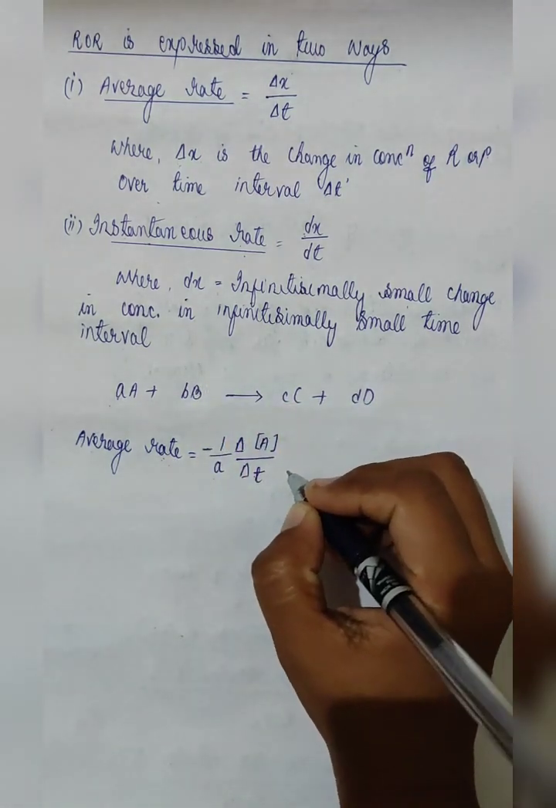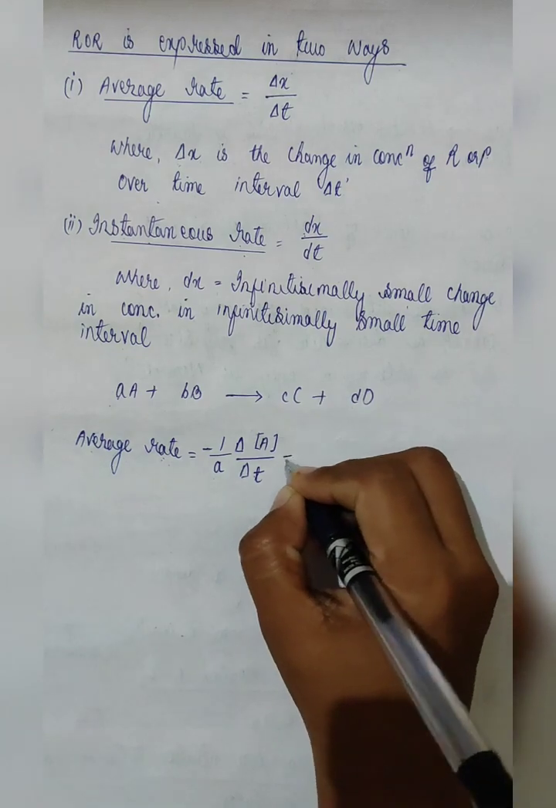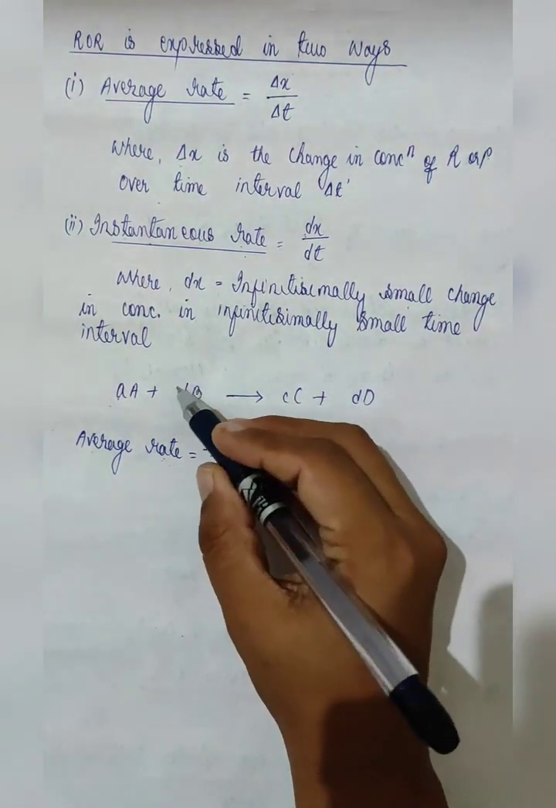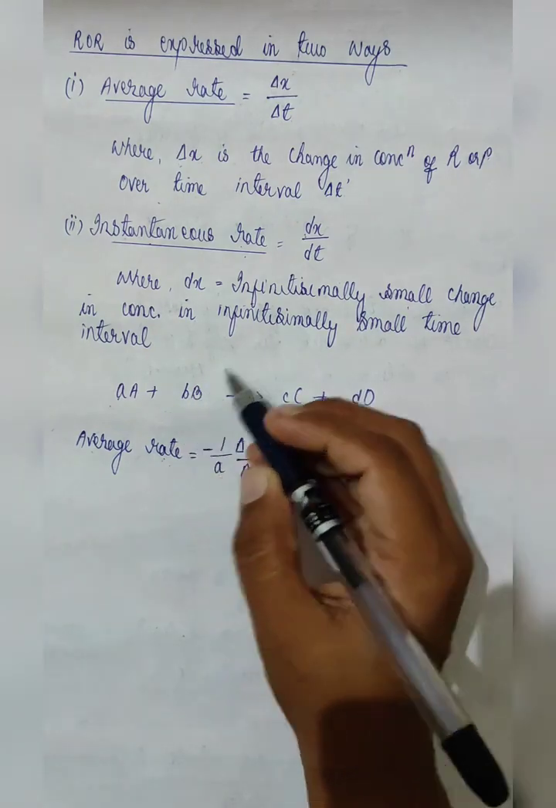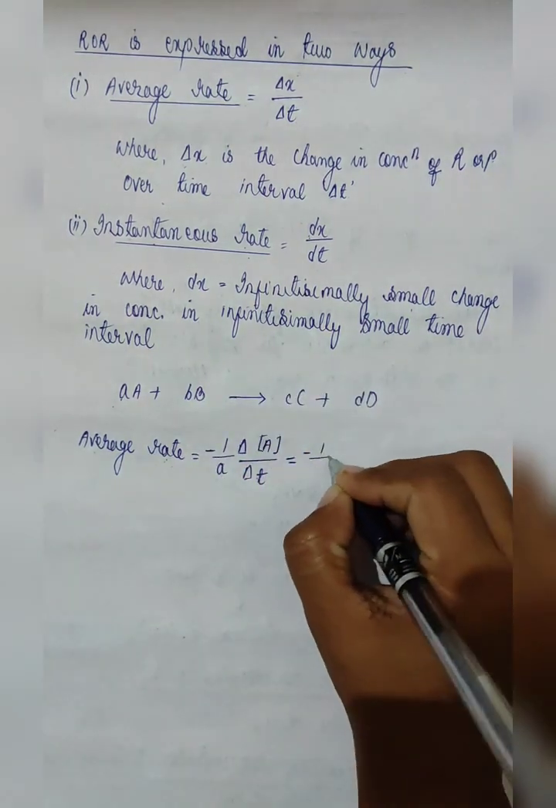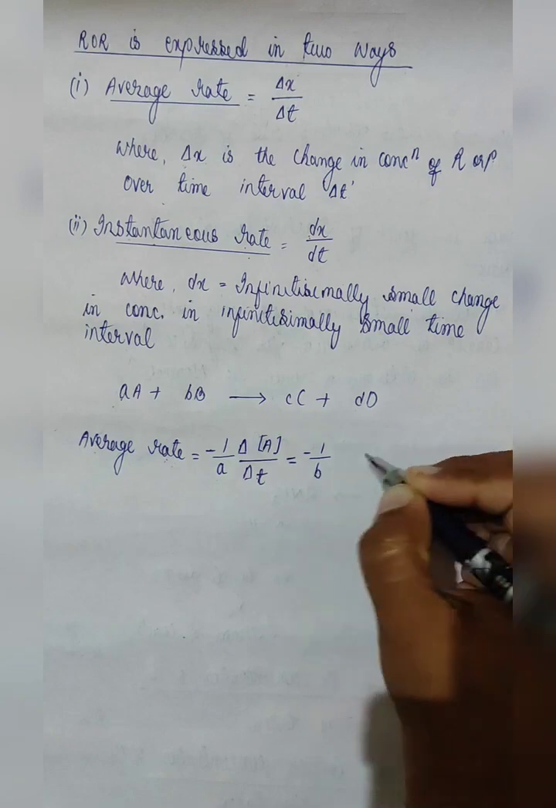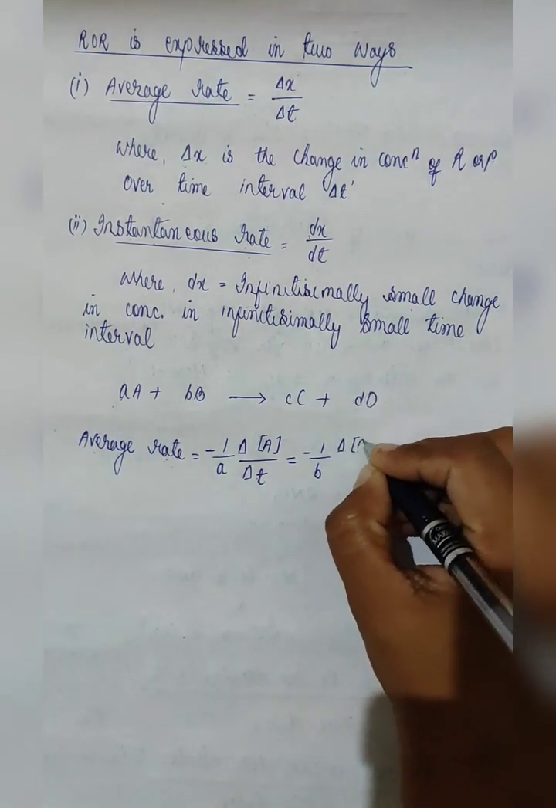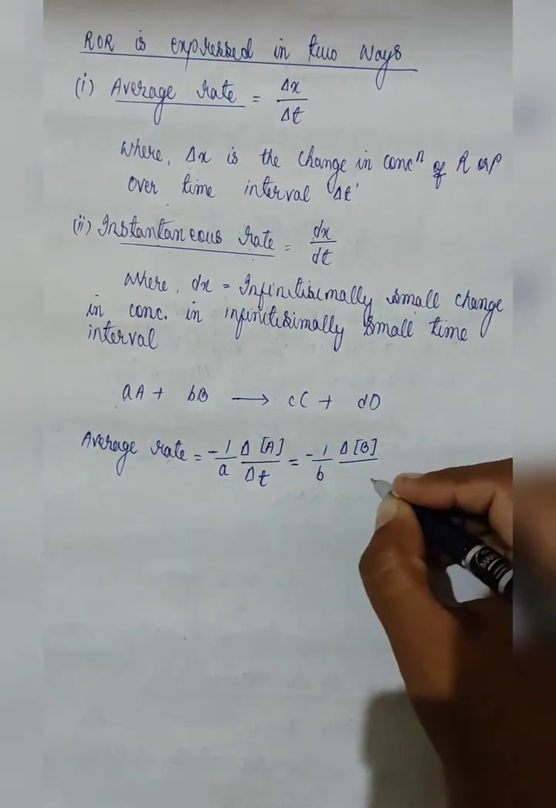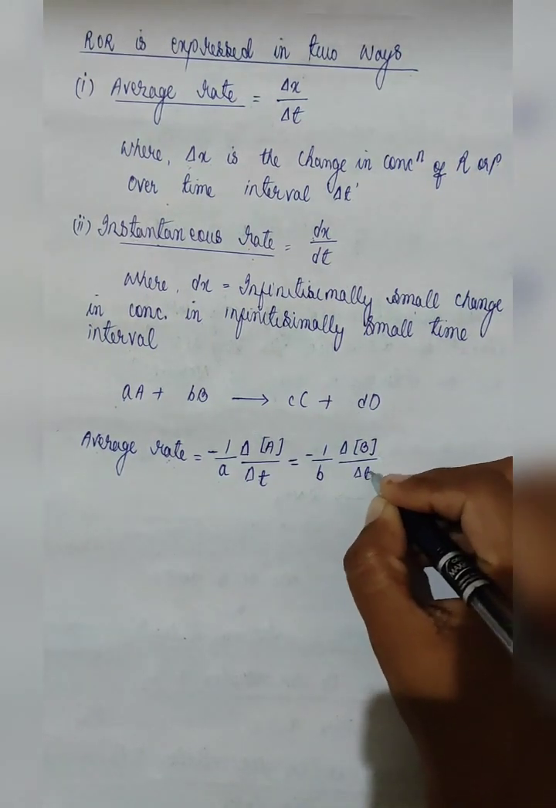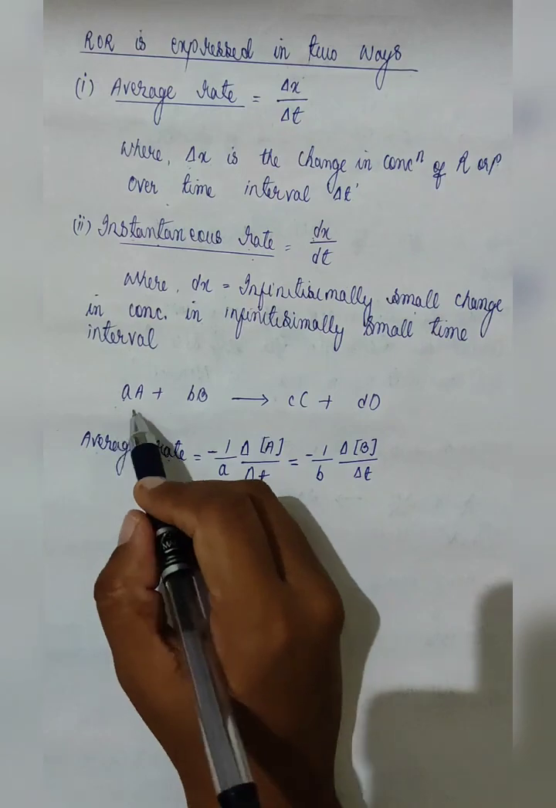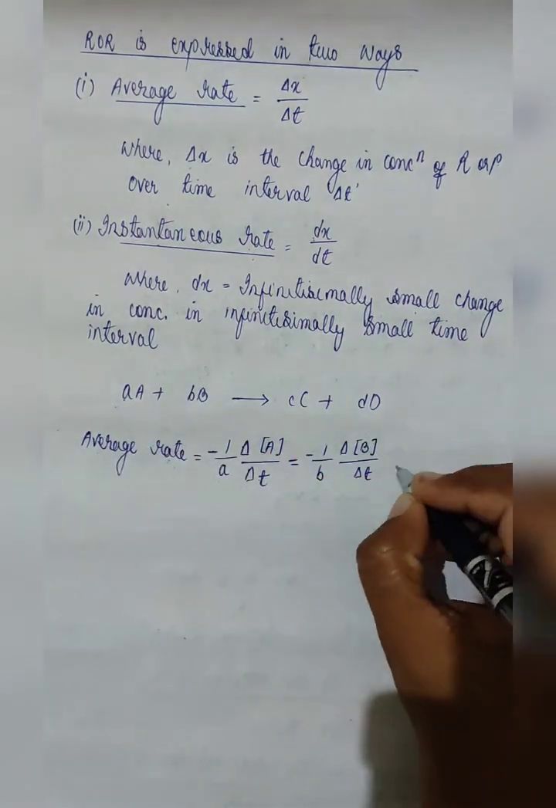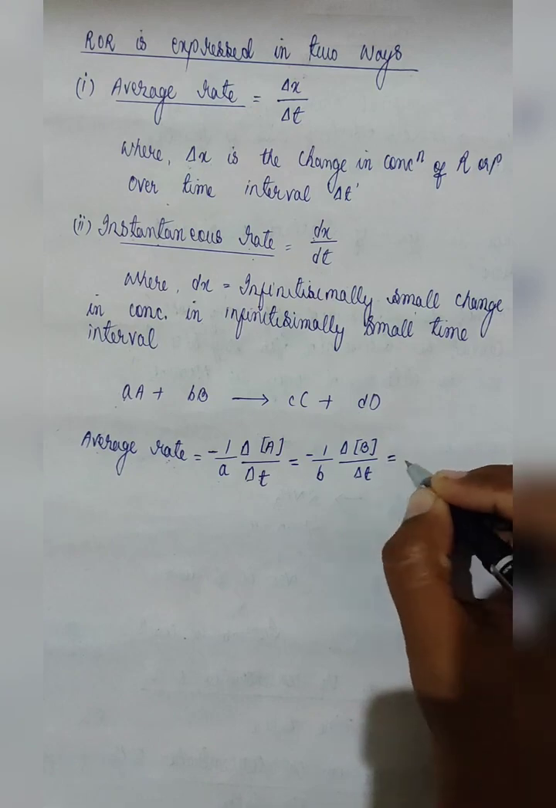Don't forget to put the equal to sign everywhere. Is equal to minus again, because again we are writing for the reactant B. So 1 by the stoichiometric coefficient, then the change in concentration of the reactant B with respect to time. Now we have already written the reactant part. We will now write for the product. It will follow with an equal to sign.